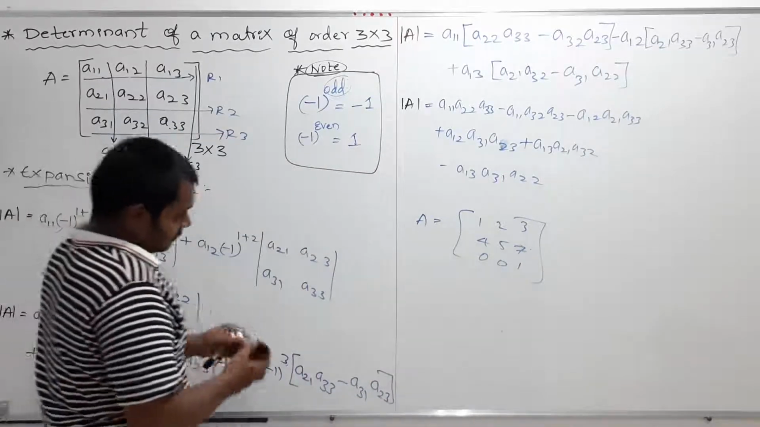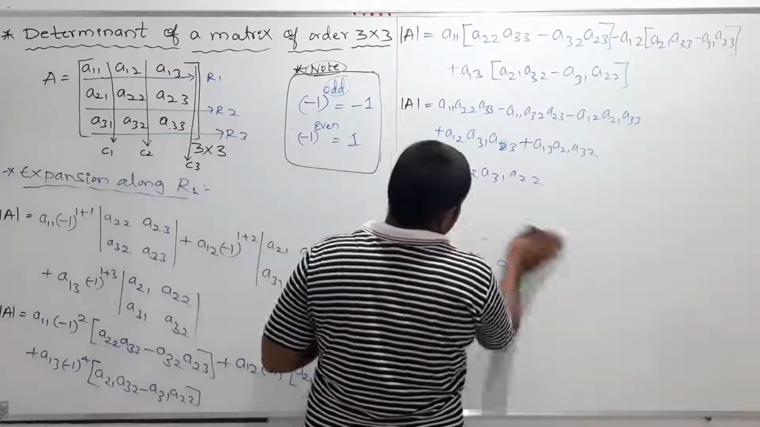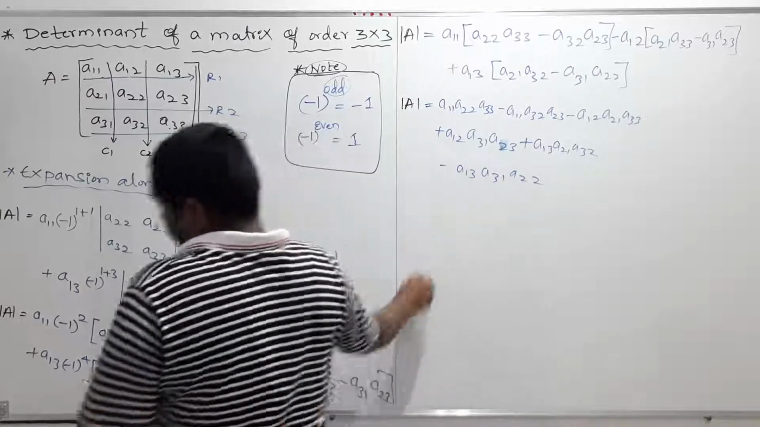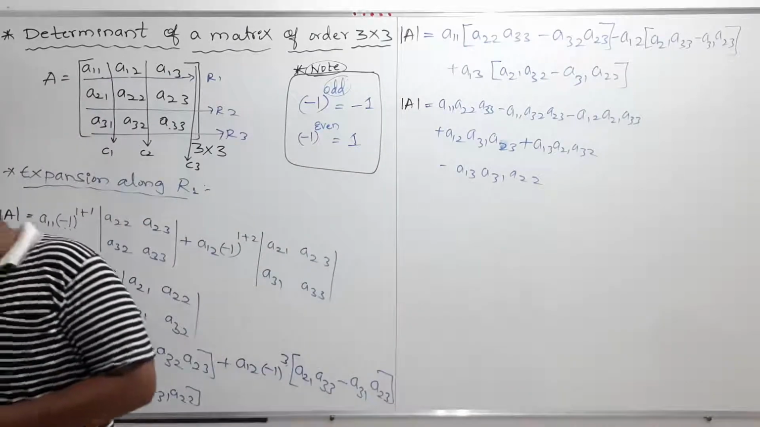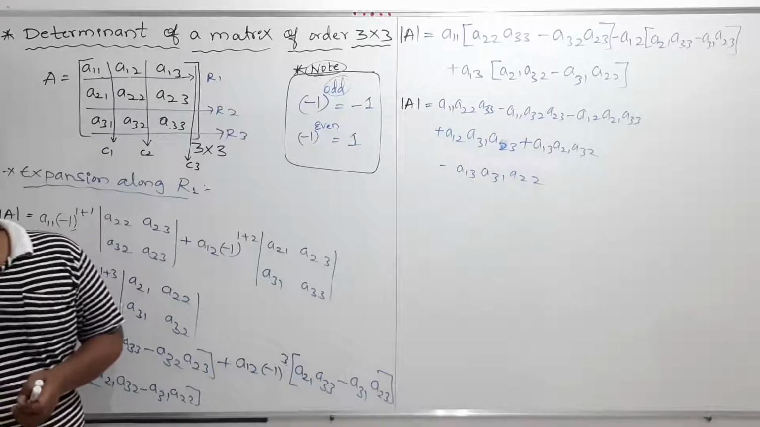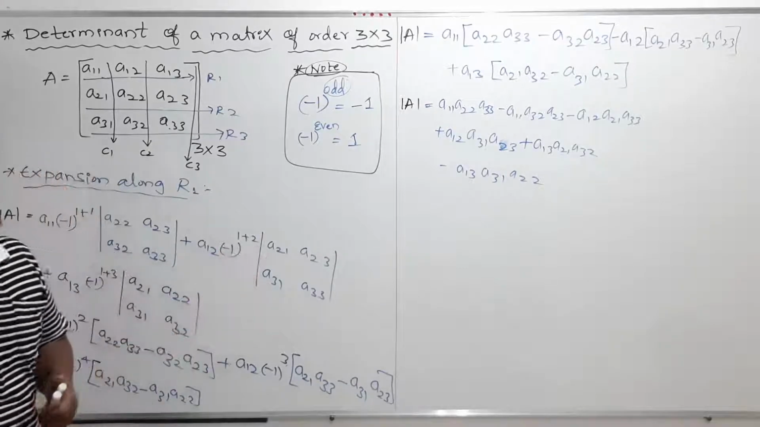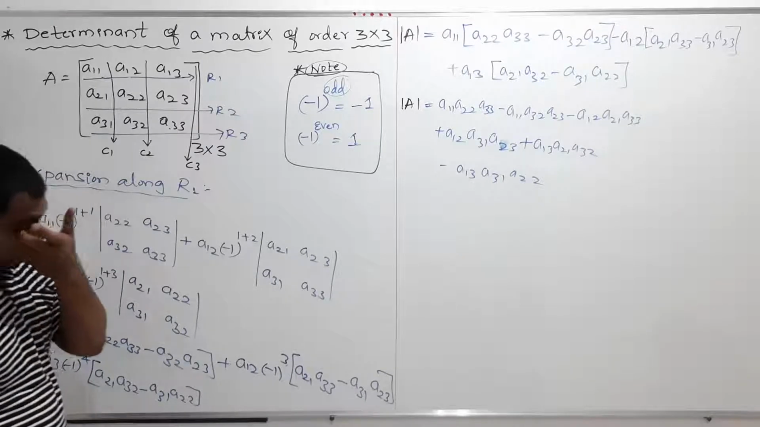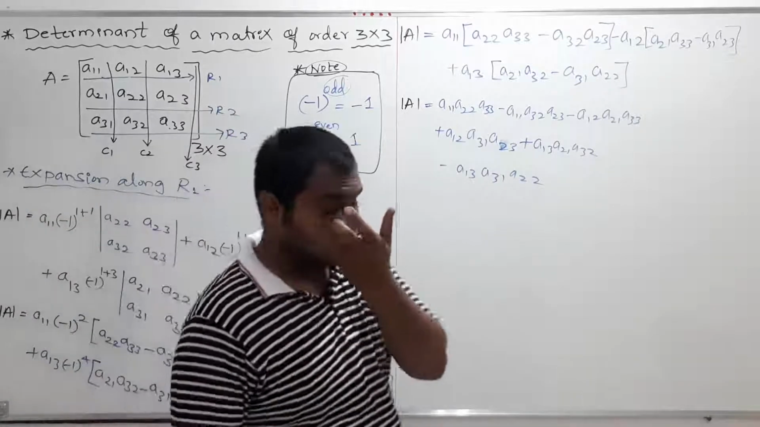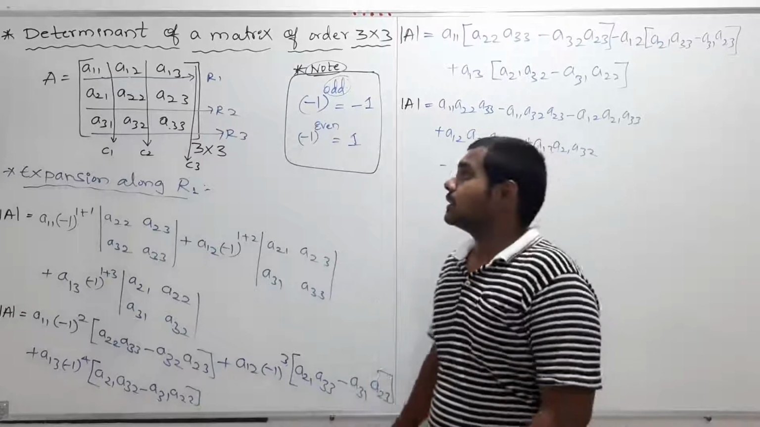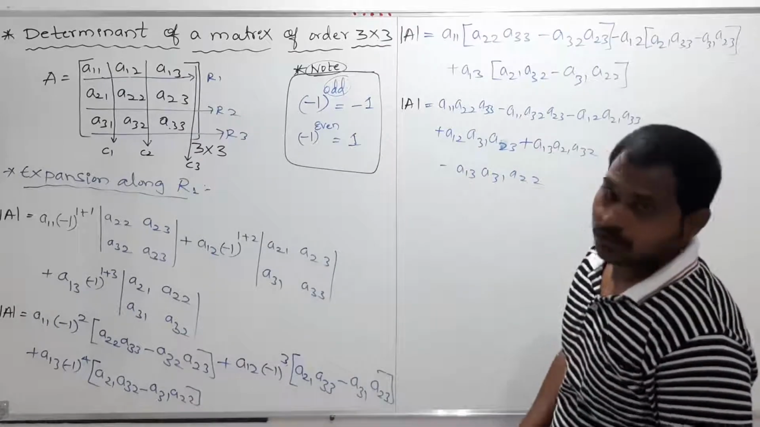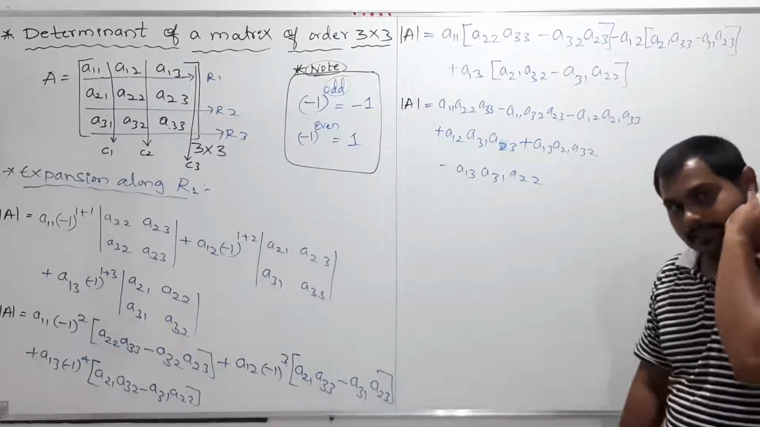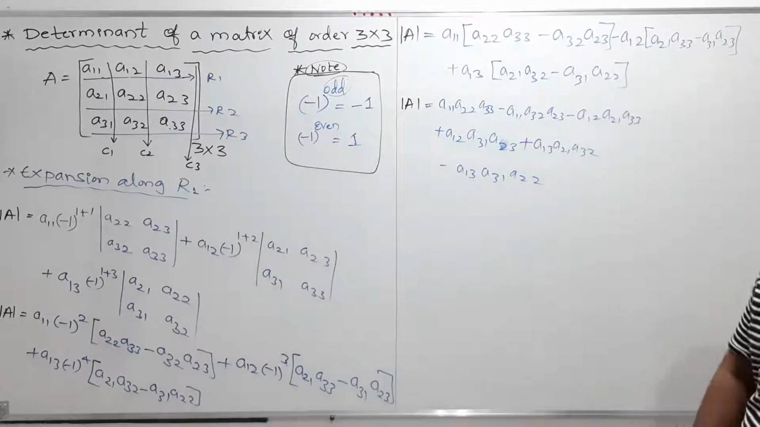Clear? Yes. So this is how we can expand a matrix of order 3 cross 3. Now, my dear students, I'll take one example of a matrix of order 3 cross 3, and then we will solve that question. I hope you don't have any doubts. Still, if you have any doubts, you can comment and I'll reply. Clear? Yes. Let's move to the examples.